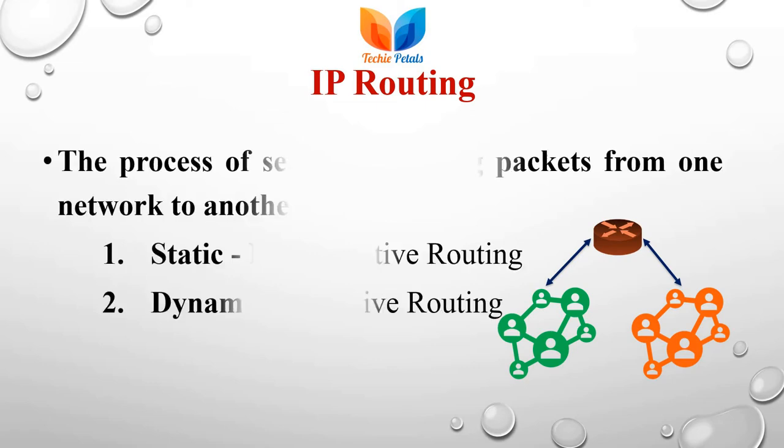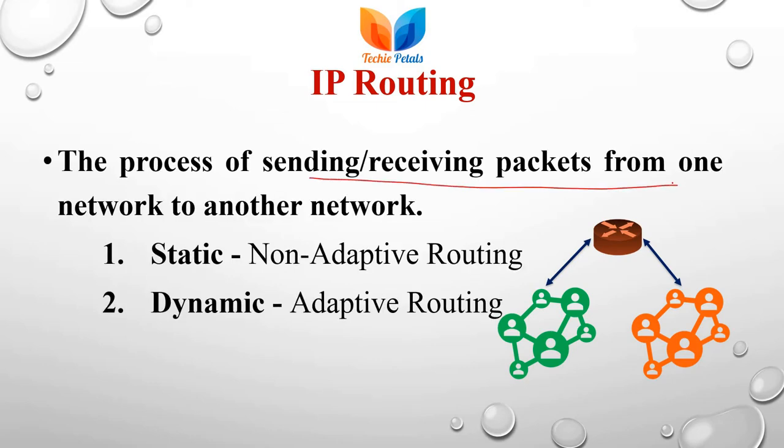IP routing is the concept of sending and receiving packets from one network to another. It's of two types, static and dynamic. Static means non-adaptive. With static routing, the routers are not adaptive to changes, meaning the path or the next hop in the routing table is fixed by the administrator and it can only be updated manually.